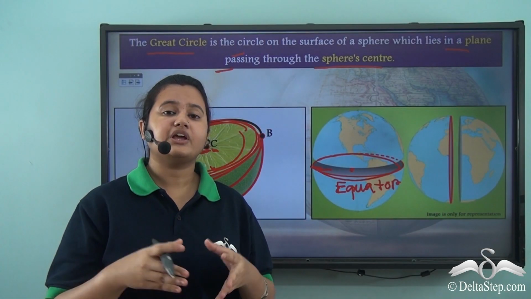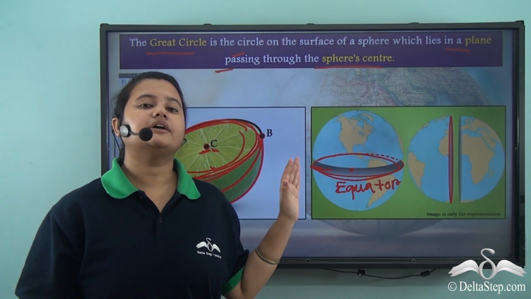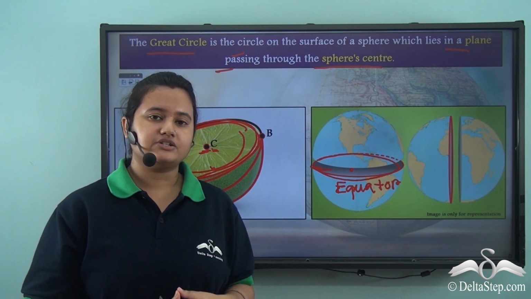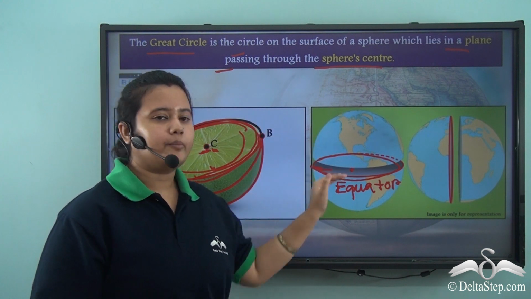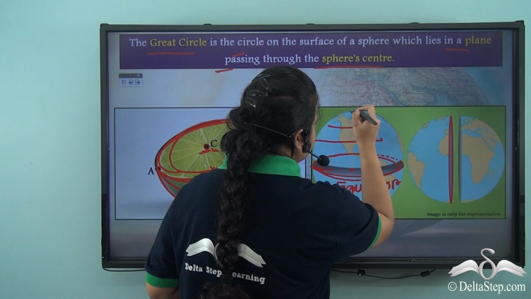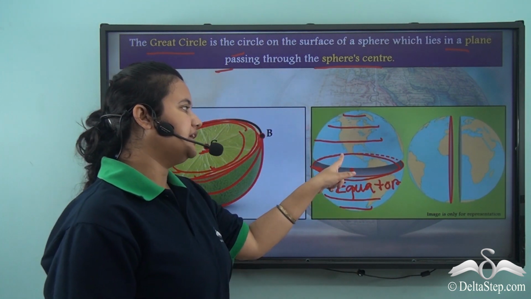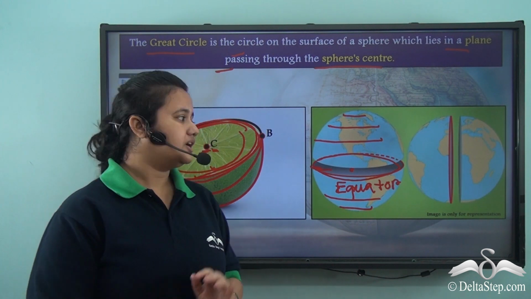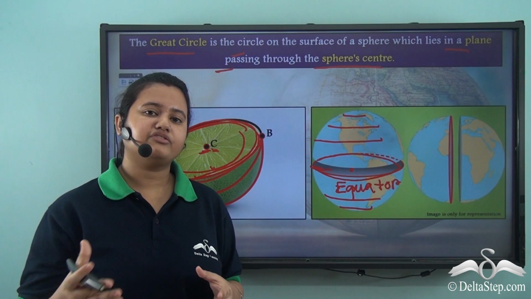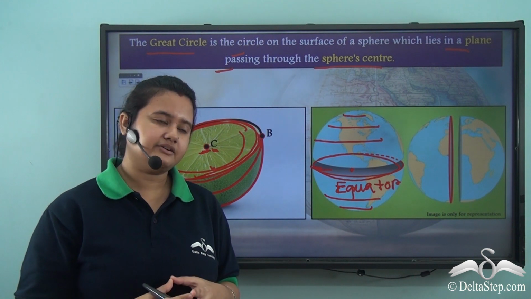Now if you remember, equator is the greatest latitude. That is to say that all other latitudes are smaller than the equator and all other latitudes do not lie in the orbital plane. So all these lines of latitudes, as we can see, do not lie in the orbital plane. So equator is the only great circle if we consider the latitudes. But what happens if we consider the longitudes? Are all the longitudes great circle?